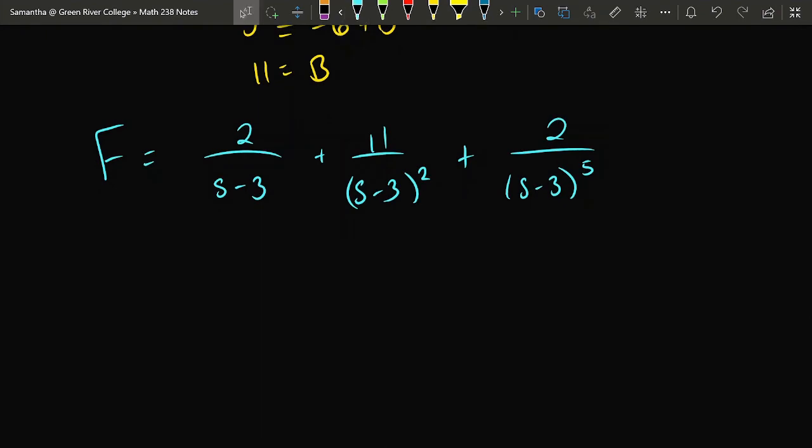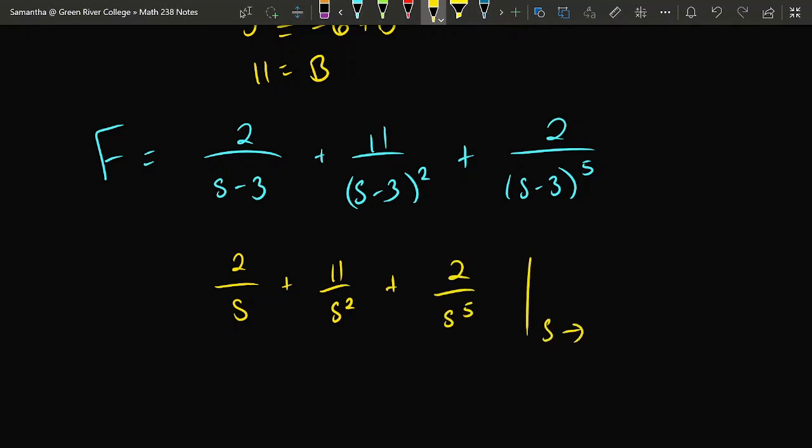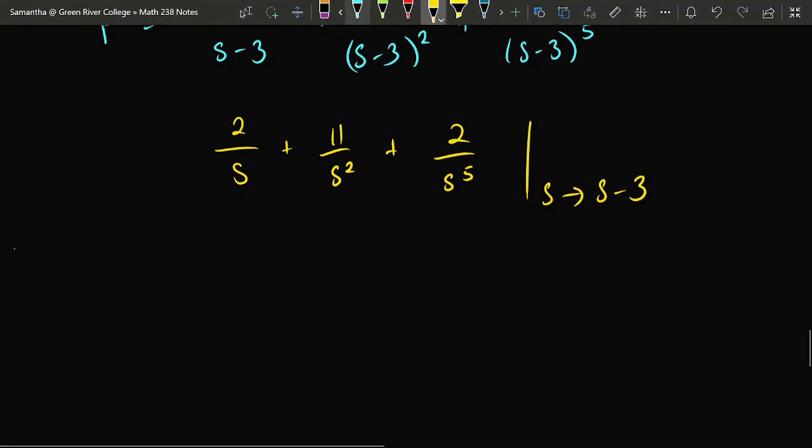Now I'm going to note that what I have here is the same thing as 2 over s plus 11 over s squared plus 2 over s to the 5th power, where all the s's have been replaced with s minus 3's. So if I can find the inverse Laplace transform of this expression in yellow, then I can multiply the result by e to the positive 3t and get my solution.